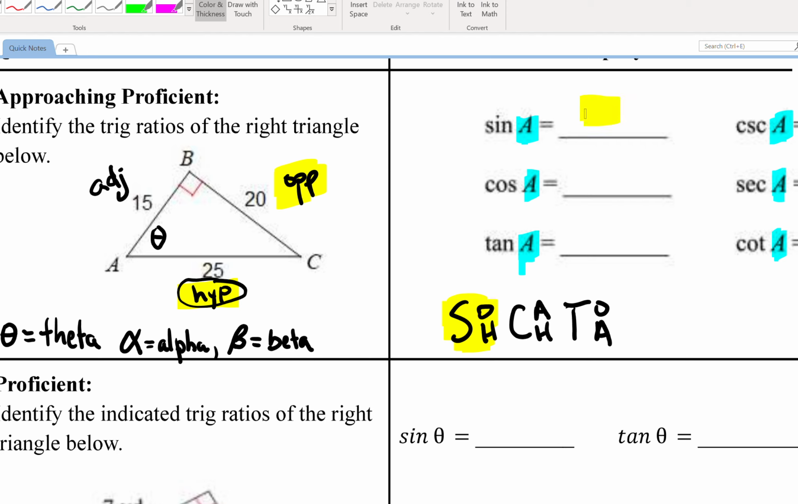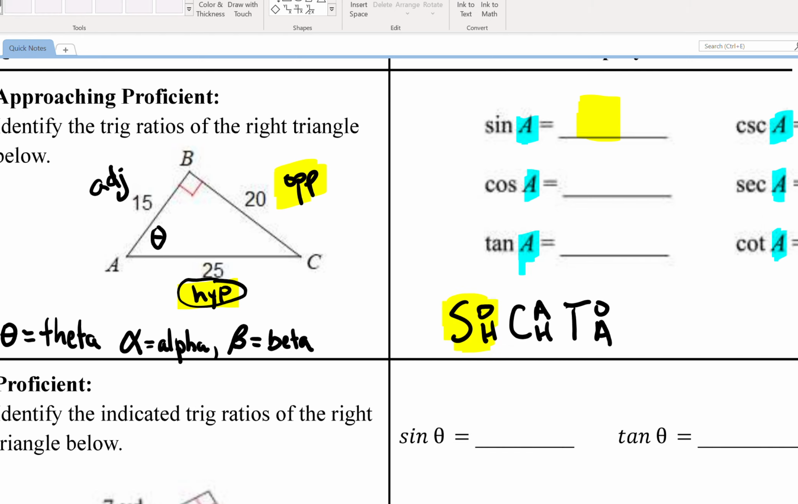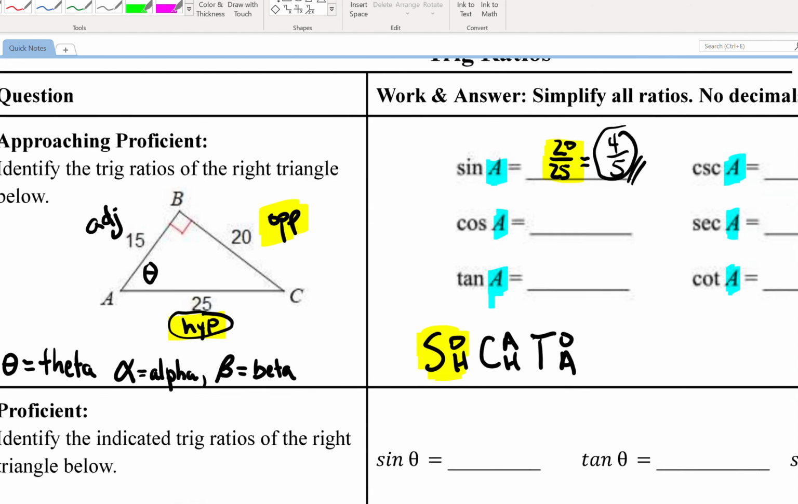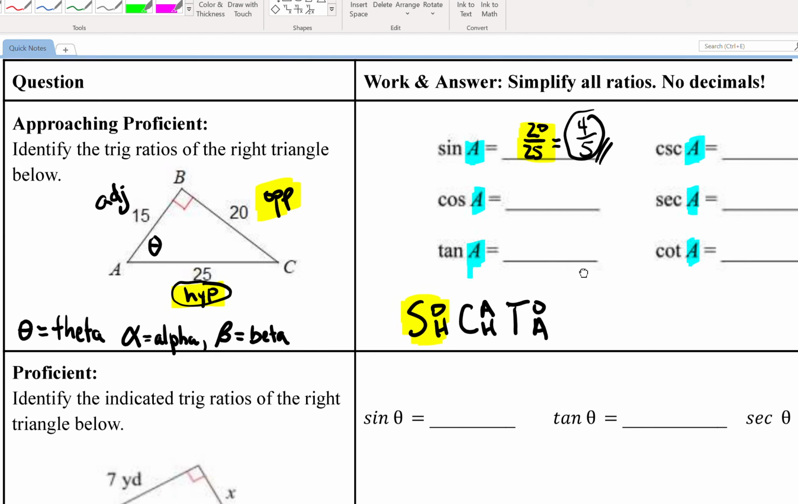And so we would just put the opposite is 20 over the hypotenuse, which is 25. Now, if you put that in your calculator and you do the division, 20 divided by 25, and then enter, that will give you back 4/5. And so this is your answer as a simplified fraction. Notice here it says simplify all ratios, no decimals. So keep that in mind as you're working through the homework and on the test.